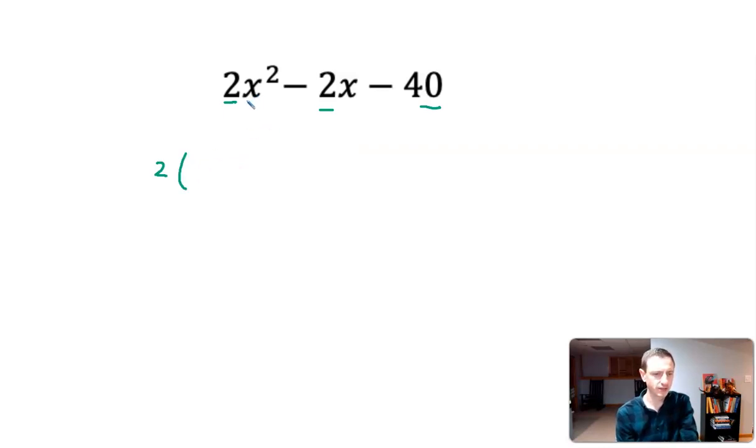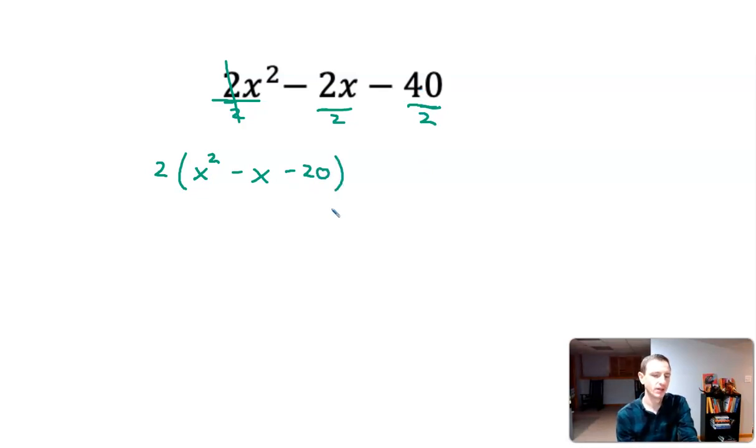And always double check your variables. This is x squared, x. Sometimes there might be an extra x here, or x to the third, or something else where you can factor out a variable also. But in this case, we don't have that, so we're going to factor out a 2. Whenever I factor out GCFs, I just divide each term by that GCF. So this becomes 1x squared. -2 divided by 2 is -1x. -40 divided by 2 is -20.